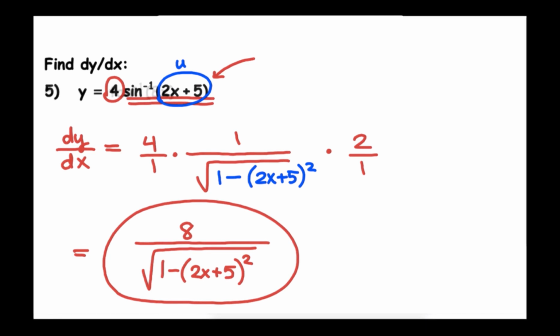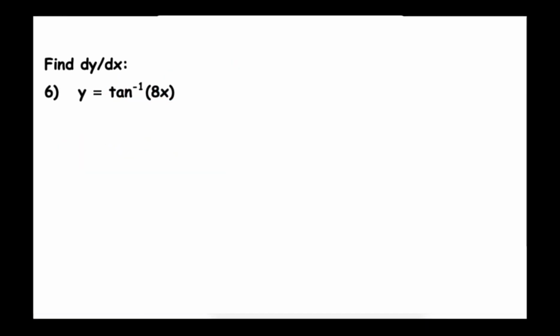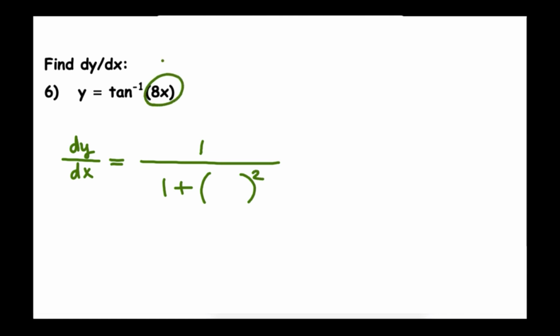All right, number 6. It's an arctan. So dy dx equals 1 over. Now, arctan is the one that does not have the square root. So it's 1 plus u squared. Again, this is the u right here. Sometimes I like to label it. Okay, so that's the memorized formula part. There is a chain rule times du. Does this have a derivative? Well, yeah, of course, it's an 8. And so your answer is just going to be 8 over 1 plus 64x squared.